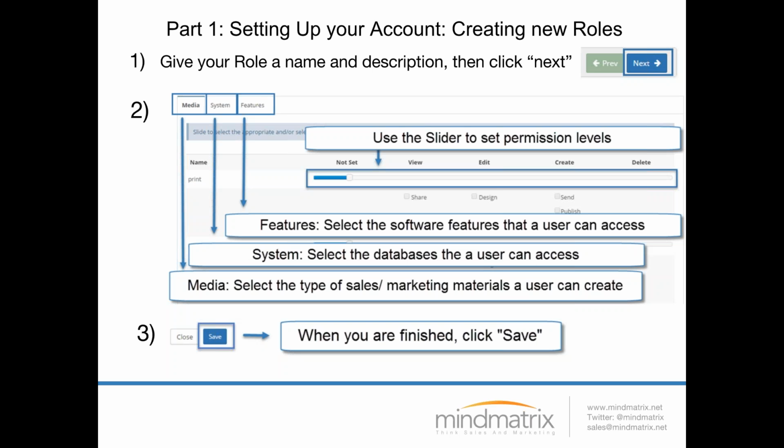In the Features tab, you can select the software features that a user can access, such as drip campaigns or the user marketing interface. When you have finished setting permissions for a specific role, click Save.